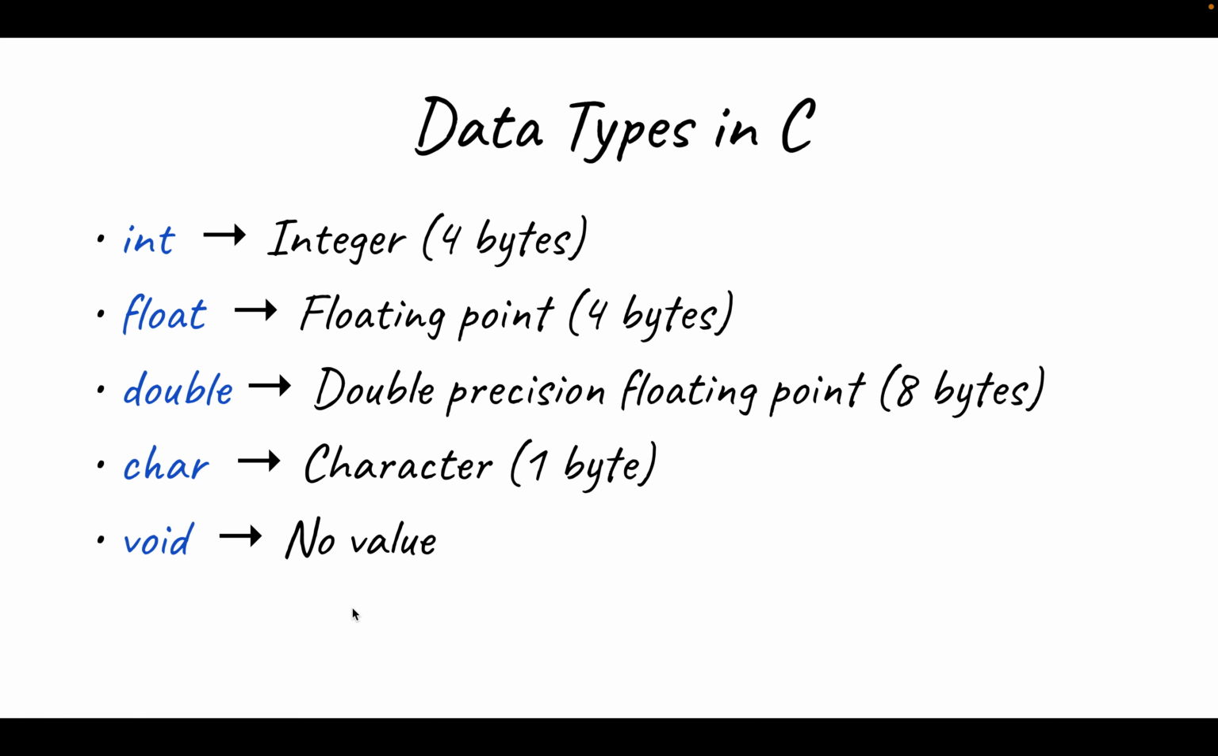Data types in C. There are many data types like int, float, double, char, void. Int is an integer data type that contains 4 bytes. Float is a floating point that contains 4 bytes. Double is a double precision floating point that contains 8 bytes. Char is a character that contains 1 byte. Void contains no value.